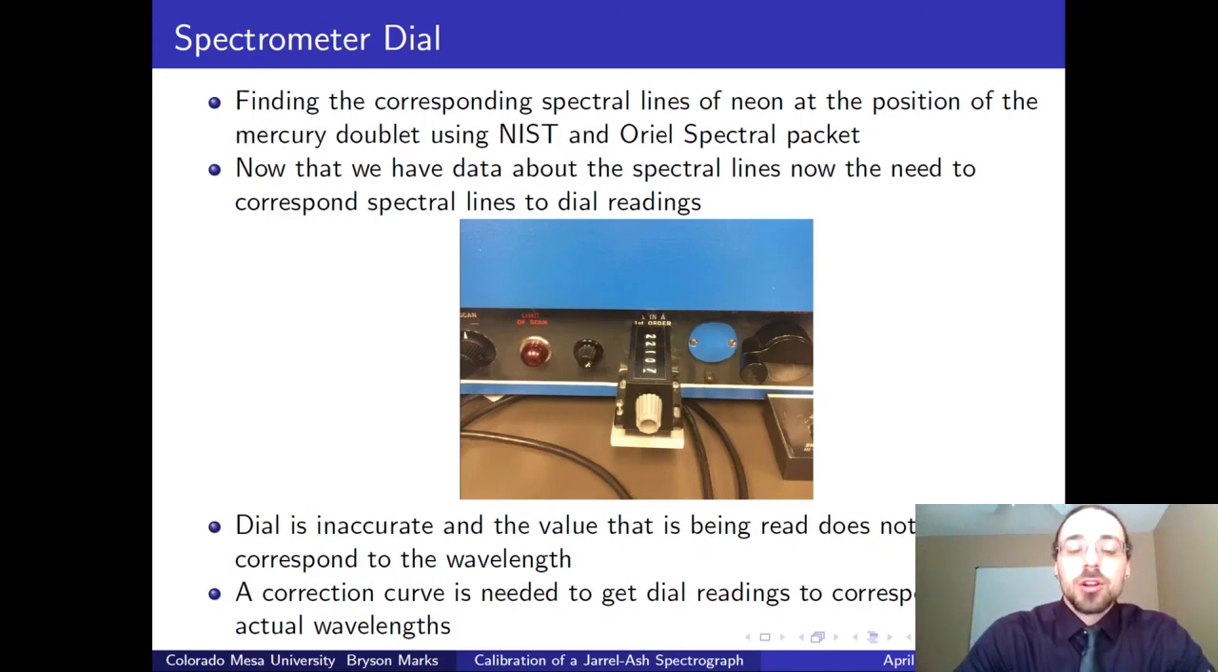So, like I said earlier, this dial reading is inaccurate and does not correspond to wavelength. I also noticed that when I found higher wavelengths, they corresponded to lower dial readings. Now, this lets us know that our CCD camera is actually upside down. Due to the camera being mounted in the way that it is, I can't just rotate this CCD camera. So this lets us know that we need a correction curve for the dial to correspond to the proper wavelength.